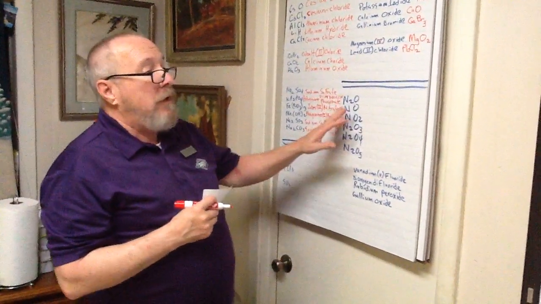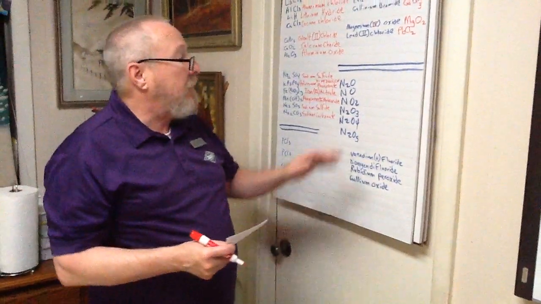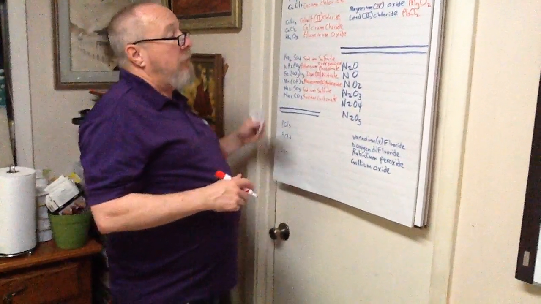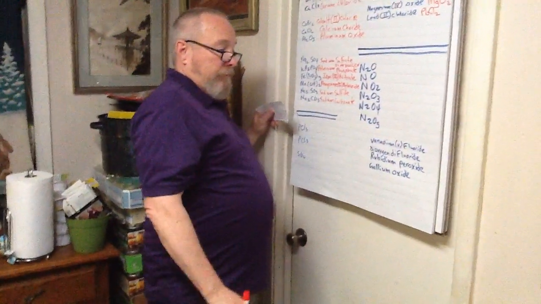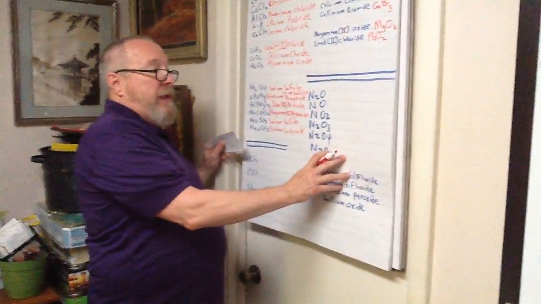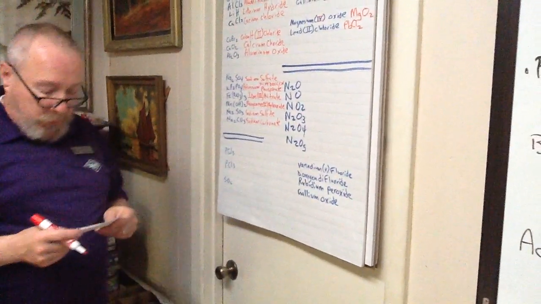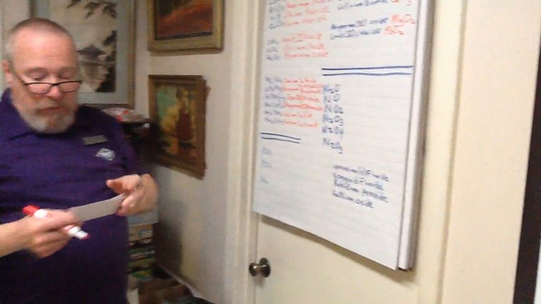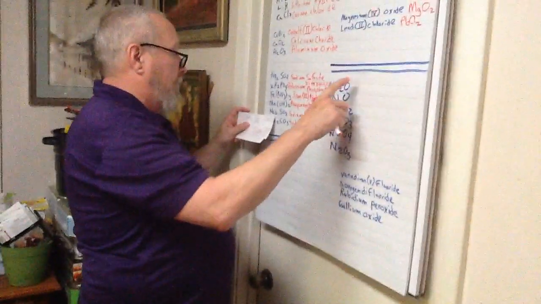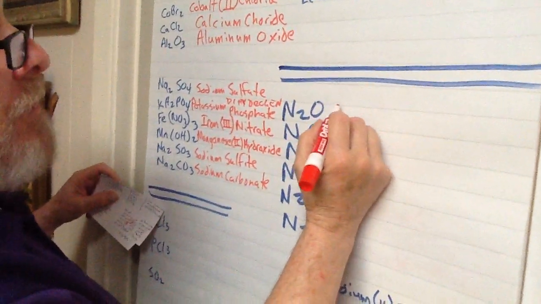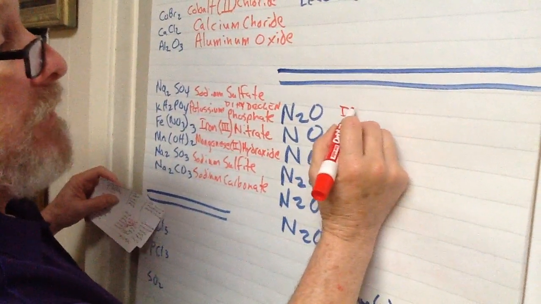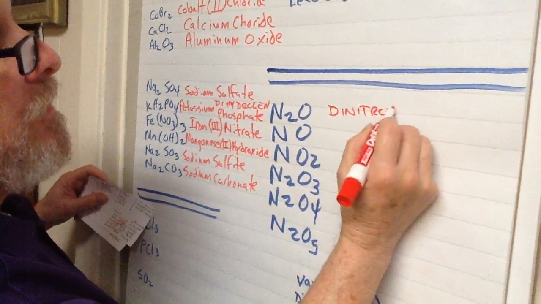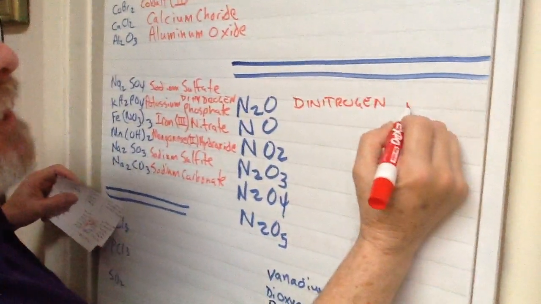Your book and your PowerPoint have a nice table with a bunch of nitrogen compounds. And I'm just going to go through and name them and show you some rules for naming binary covalent compounds. And so this one you probably know as nitrous oxide, which you go to the dentist and it's used as anesthesia, but its official name, that's actually a trivial name, is dinitrogen monoxide.